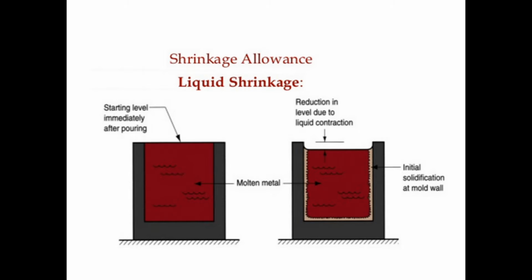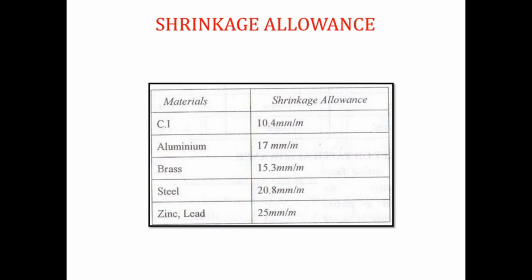Shrinkage allowance. Shrinkage allowance is the allowance added to the pattern to compensate for the metal shrinkage that takes place while the metal solidifies. So the table shows the contraction allowances for casting of different metals in sand casting mold.